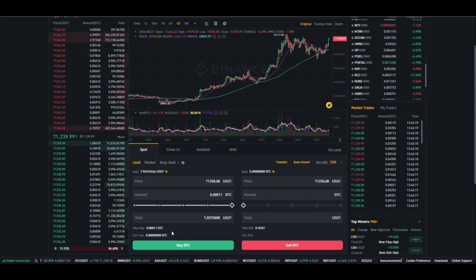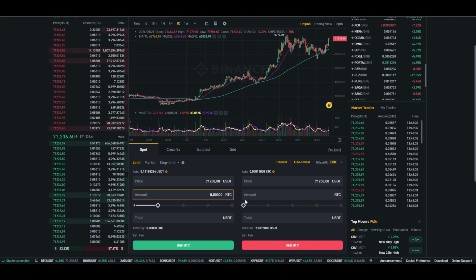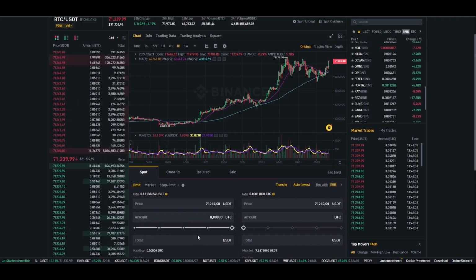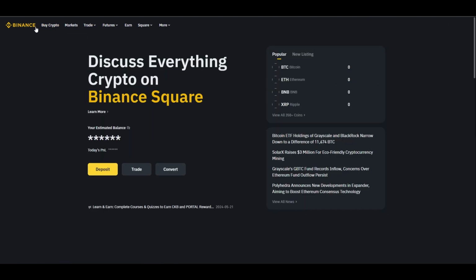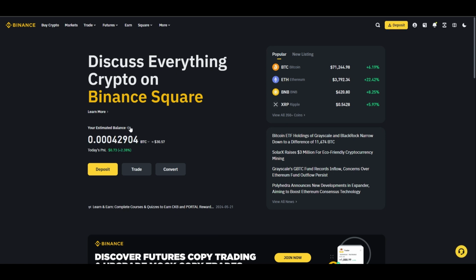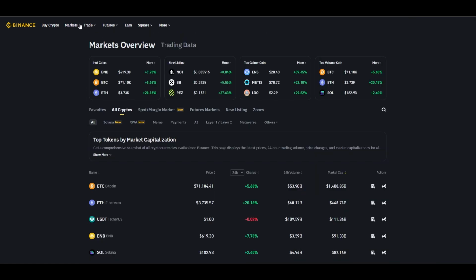By clicking on Buy Bitcoin, you're going to buy Bitcoin for 7.8 USDT. So let's buy Bitcoin. And it's been bought. Now we can see we bought our Bitcoin.